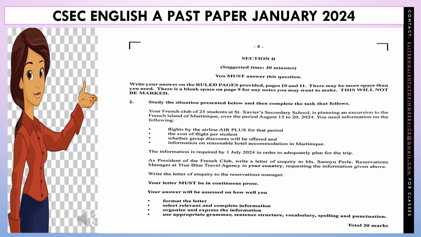Let's read this task taken from the CSEC English A past paper, January 2024. Let's begin. Section B, suggested time 30 minutes. Write your answer on the ruled pages provided, pages 10 and 11. There may be more space than you need. There is a blank space on page 9 for any notes you may want to make. This will not be marked.